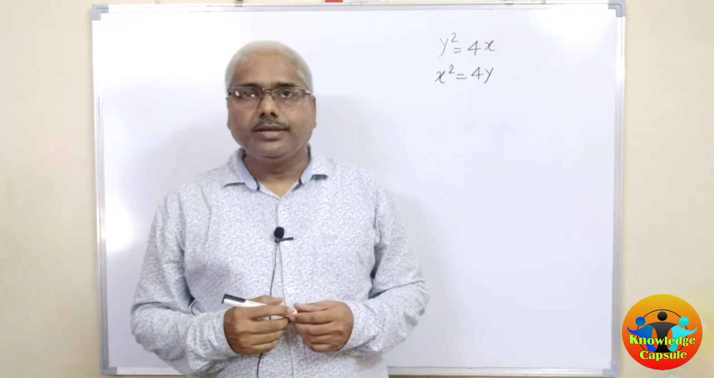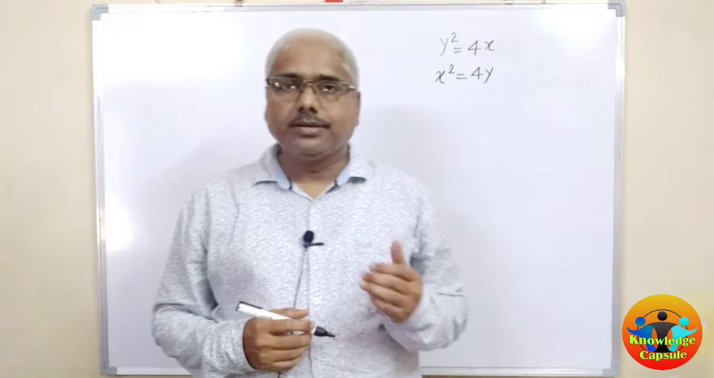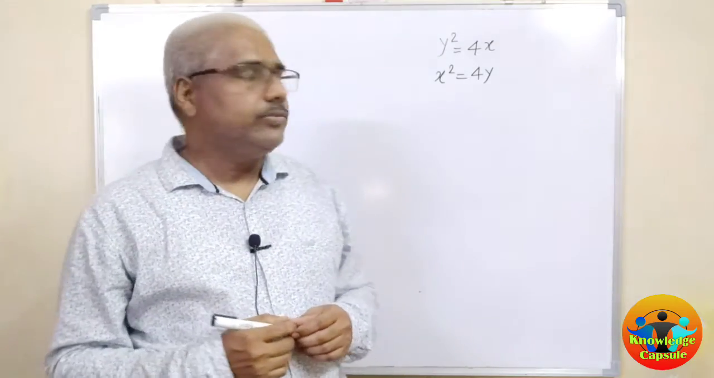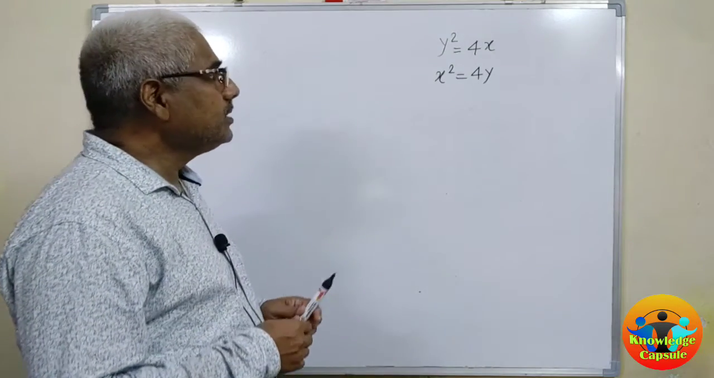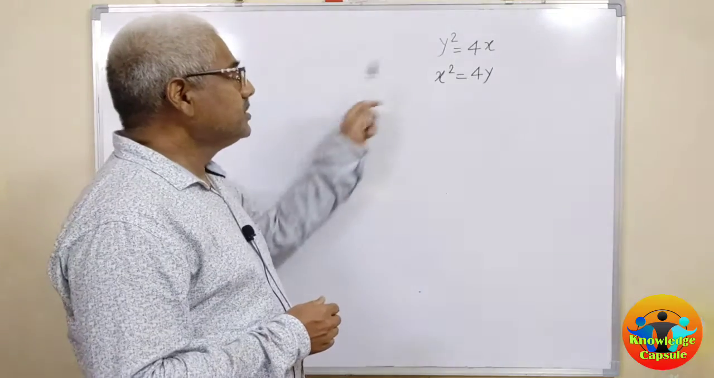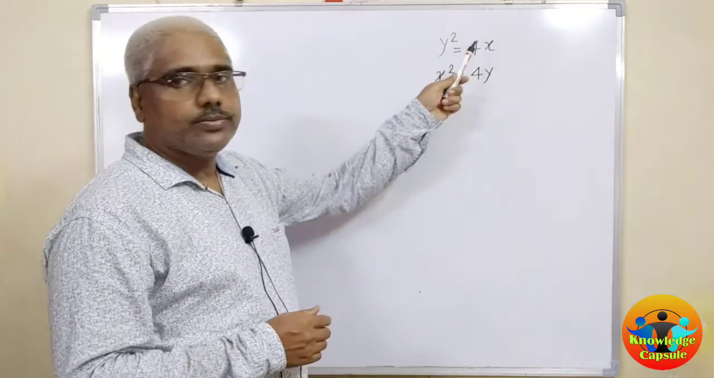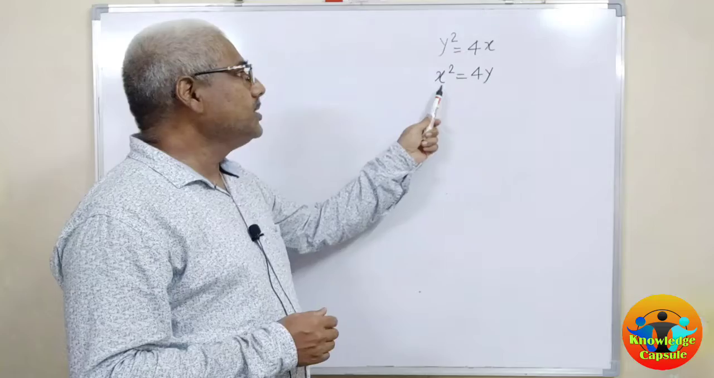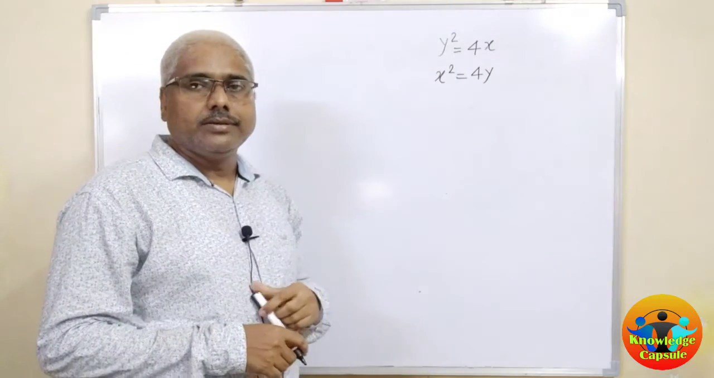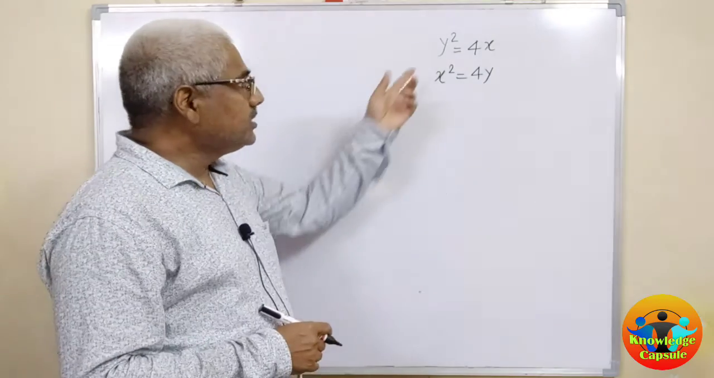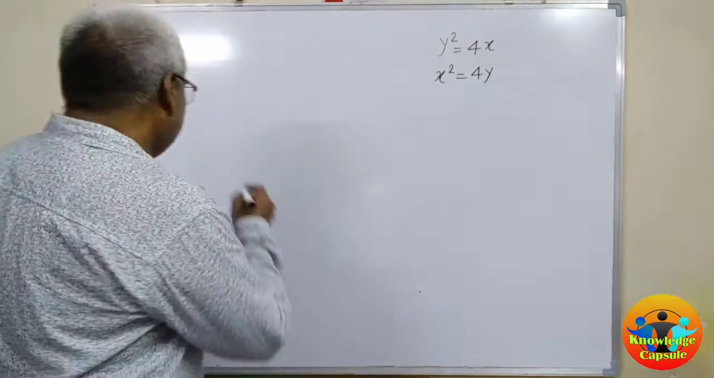Hello everyone. In this video, let's learn how to find area bounded between two curves. Here I have written equations of two curves. Curve 1 is y square is equal to 4x and curve 2 is x square is equal to 4y. First of all, we need to trace these two curves.